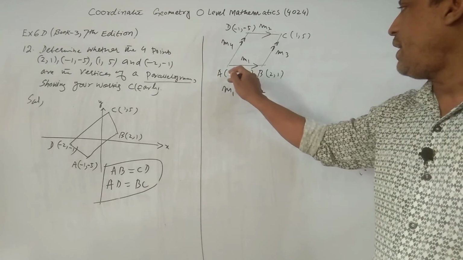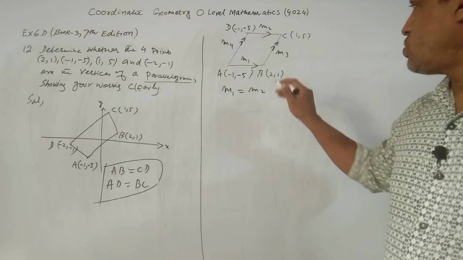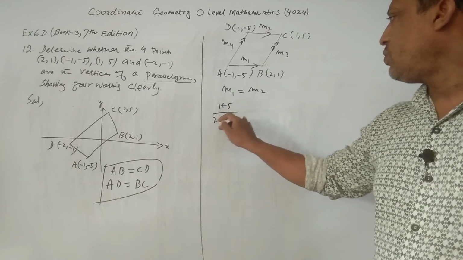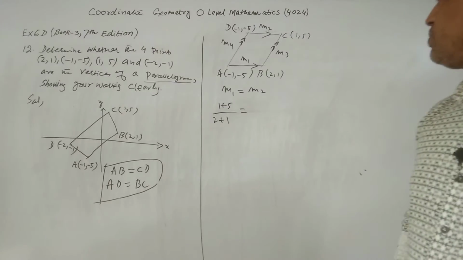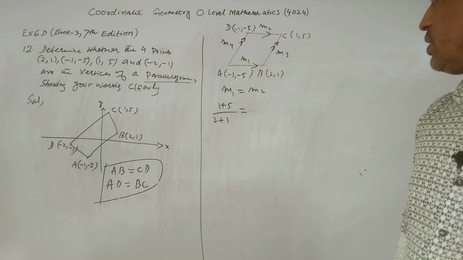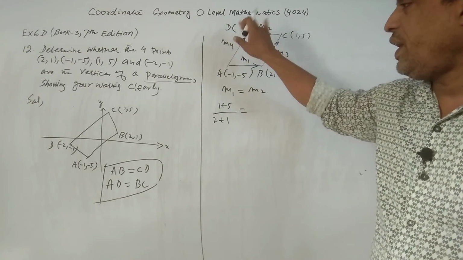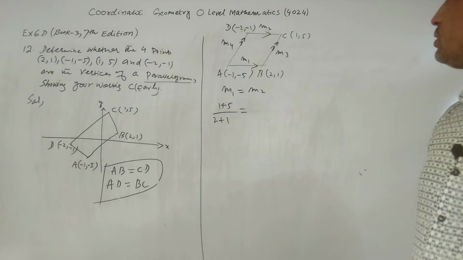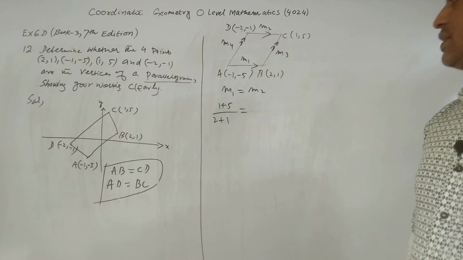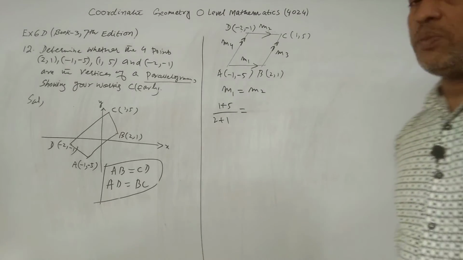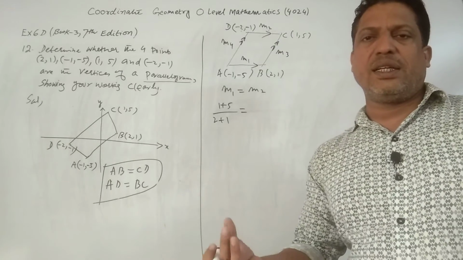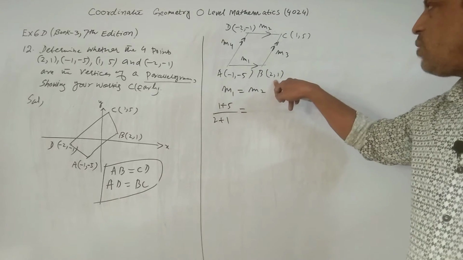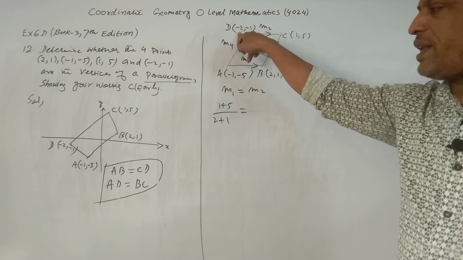What did I take? Minus 1, minus 5. So 1 plus 5 should be equal to 2 plus 1. And what is our D? D is minus 2, 1. Yes, student, there is no mistake. I just took wrong points. Now our A is minus 1 comma minus 5, B is 2 comma 1, C is 1 comma 5, and D is minus 2 comma minus 1.